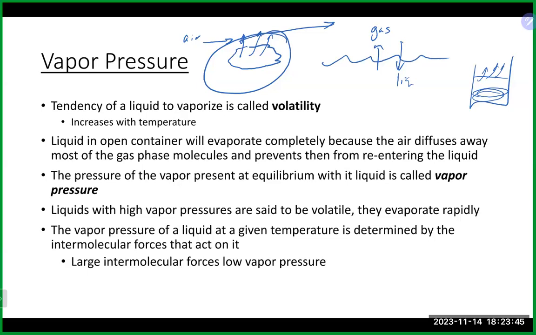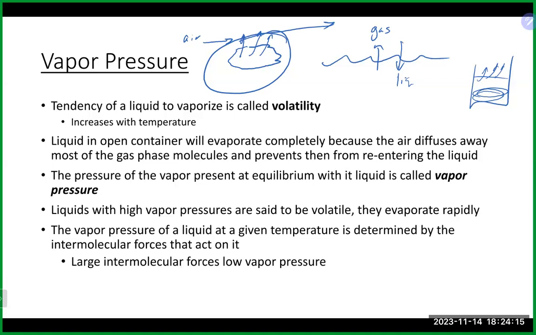Liquids with high vapor pressure are said to be volatile, because if they have a high vapor pressure, that means the only way you could get high pressure is to have a lot of molecules. And that means you have a lot of things that have now jumped into the gas phase. So clearly it's going to be able to go into the gas phase really easily. Something with a low vapor pressure is probably not going to be very volatile because not a lot of guys are jumping out of the liquid phase into the gas phase. So you don't have a lot of gas molecules above the liquid in that sense.